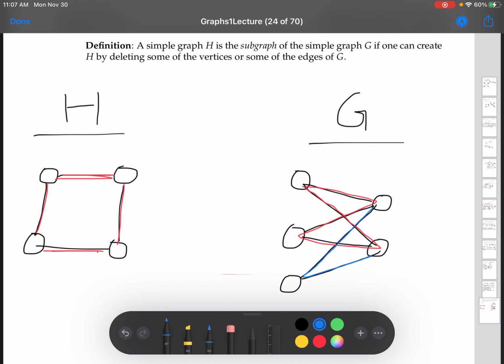Now, if you want to label, let's label these. Let's say this is vertex one, vertex two, vertex three, and vertex four. One, two, three, four. Now think about pulling this red subgraph of G here up off the page, and you flip the positions of 1 and 2, and you would in fact get H.